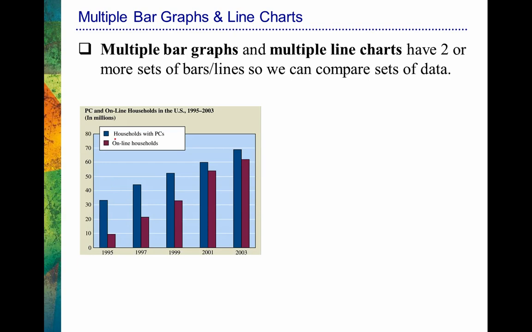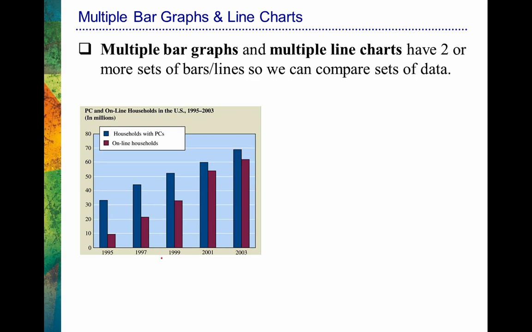Here's another example, PC and online households in the US, and it's showing 2 sets of data. The blue bars are representing households with PCs, and the reddish bar is representing households that are online, connected to the internet. This is showing in millions the number of households between these years, and we can see these particular years listed. So clearly there's an increase in both categories.